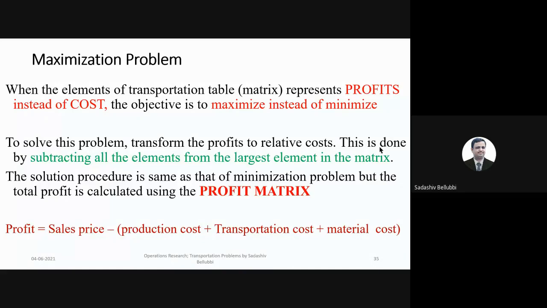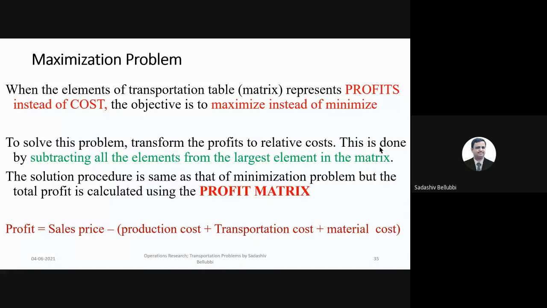Whatever the initial matrix is, by using that profit matrix, we need to calculate the profit. Because we converted from maximization to minimization, if we solve by the minimization method, we will get the answer of the minimization. But at the end, we need the answer of maximization. That's why we take those allocations, move to the profit matrix, and get the answer.